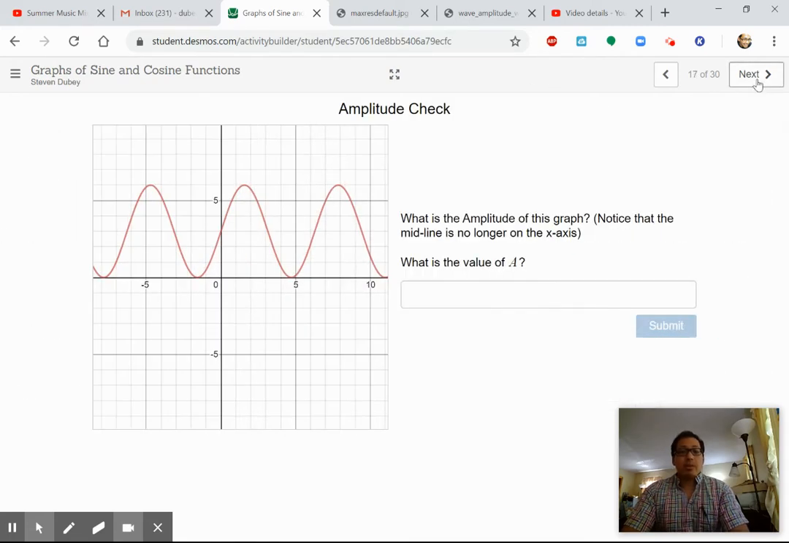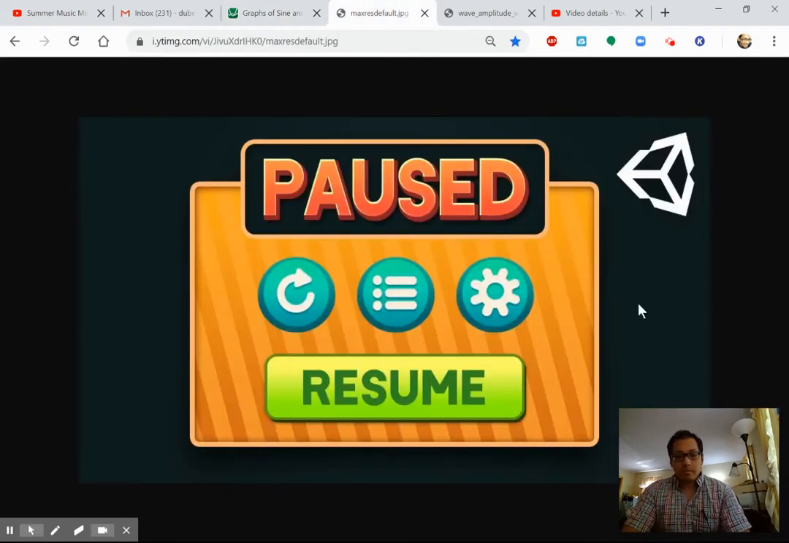So here's an amplitude check. What's the amplitude of this red graph? See if you can figure that out based on the graph. What is its amplitude? Go ahead and do that, and then I'll move on.